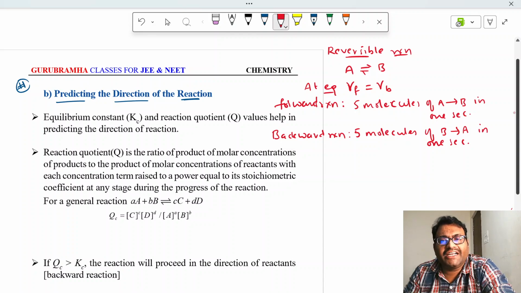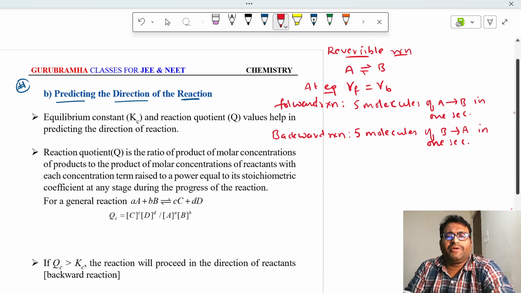And we have studied that chemical equilibrium is dynamic in nature. But what is the meaning of dynamic in nature? The reaction appears to be stopped at equilibrium, but both forward and backward reactions continue to take place. It does not stop. That means A molecules are converting into B, and B molecules are converting into A.